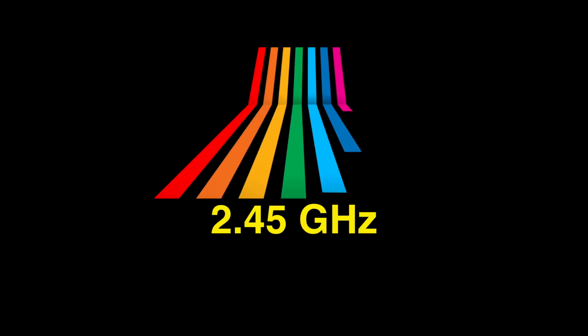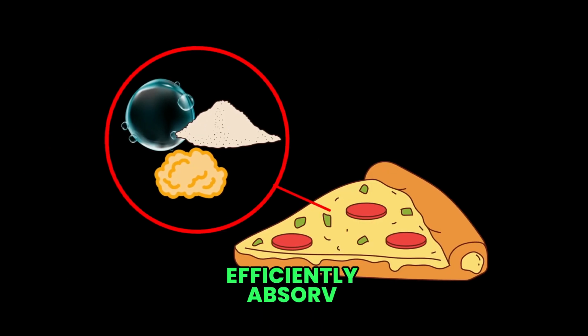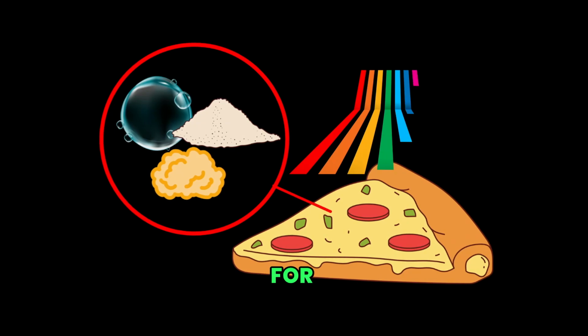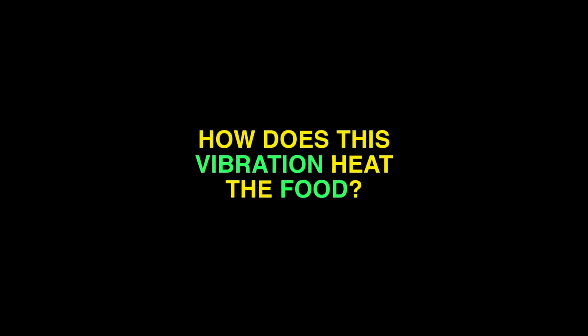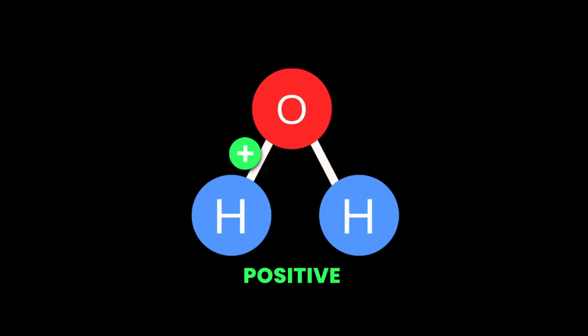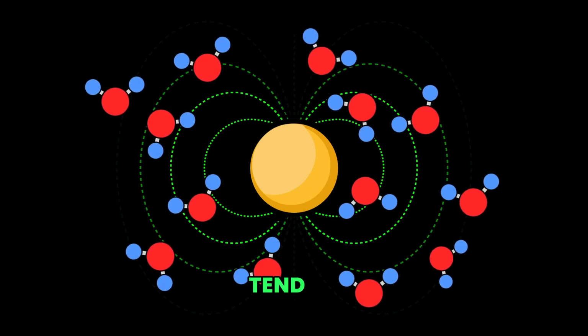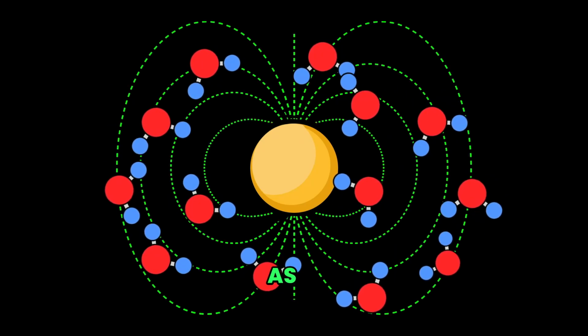2.45 gigahertz is the frequency where water, fats, and sugars efficiently absorb the microwaves, which allows for effective heating of food. But how does this vibration heat the food? Water molecules in food are polar, meaning they have a positive part and a negative part. When these molecules are exposed to changing electric fields, they tend to align with the field as it varies.